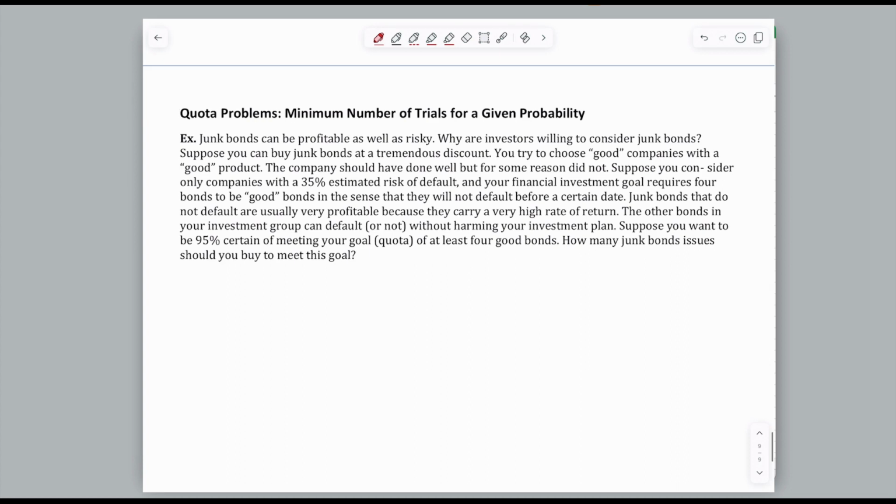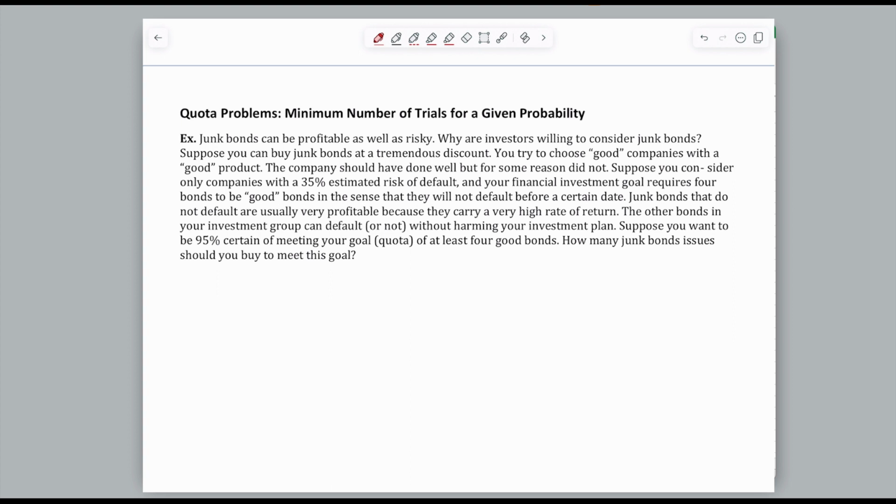Now we have something called quota problems. A quota problem is basically you're trying to meet a quota. And what this means in terms of the binomial distribution is that we want to know n here. We want to know how many trials we need to be able to ensure we have at least this many successes. So let's take a look at this example here.